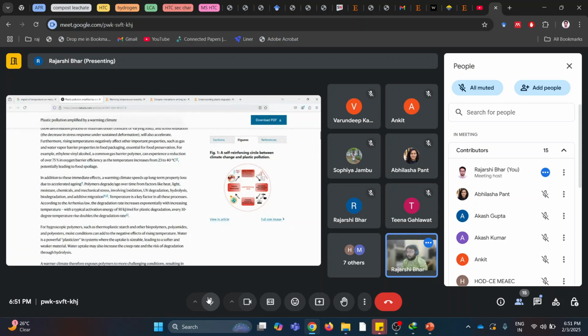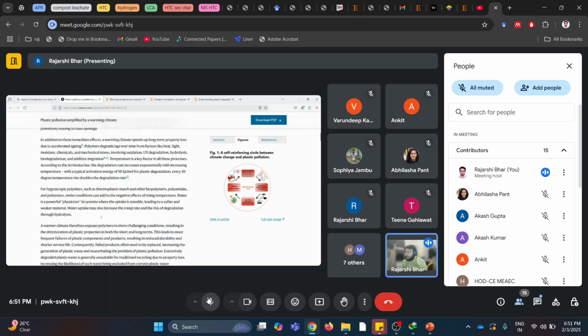On top of that, like we discussed in the previous session, heat, light, UV degradation, hydrolysis, and some degree of biodegradation can also have a role in microplastic generation.